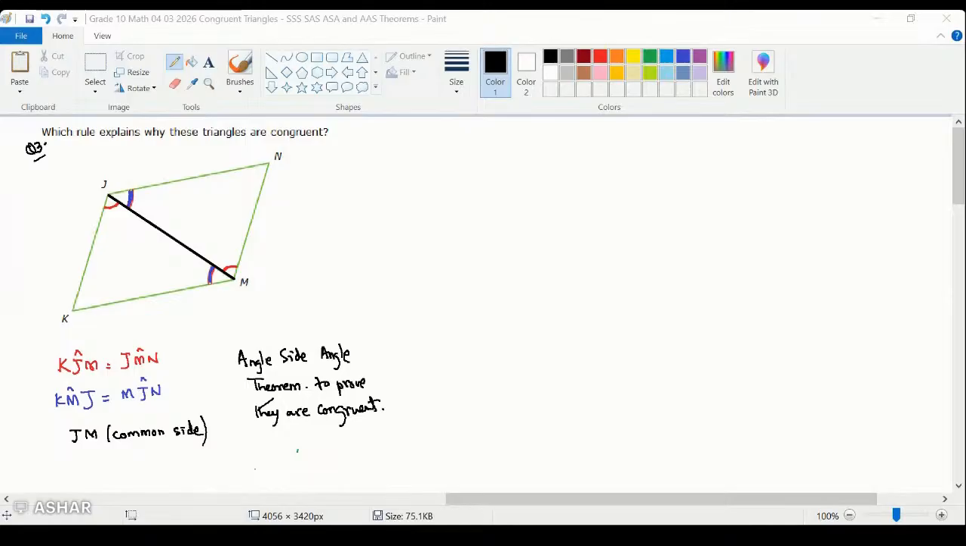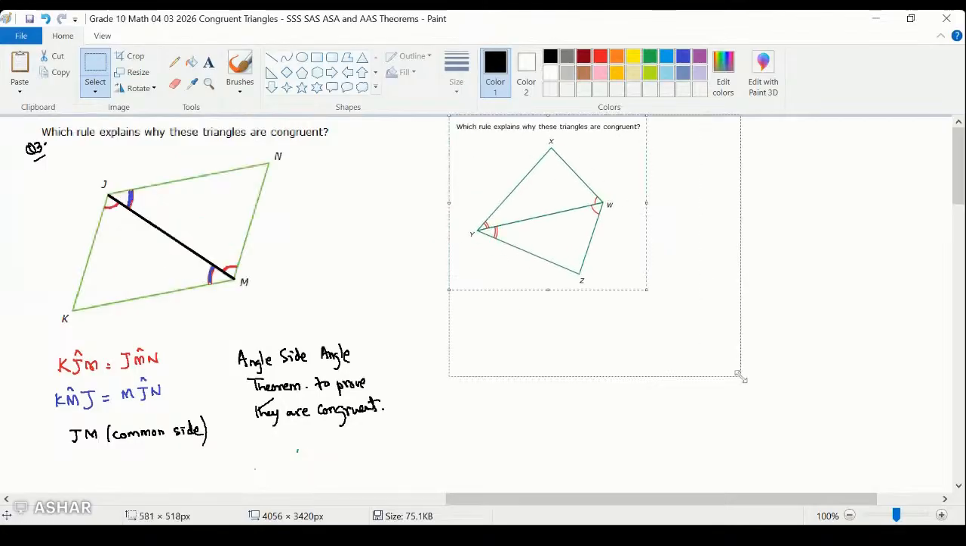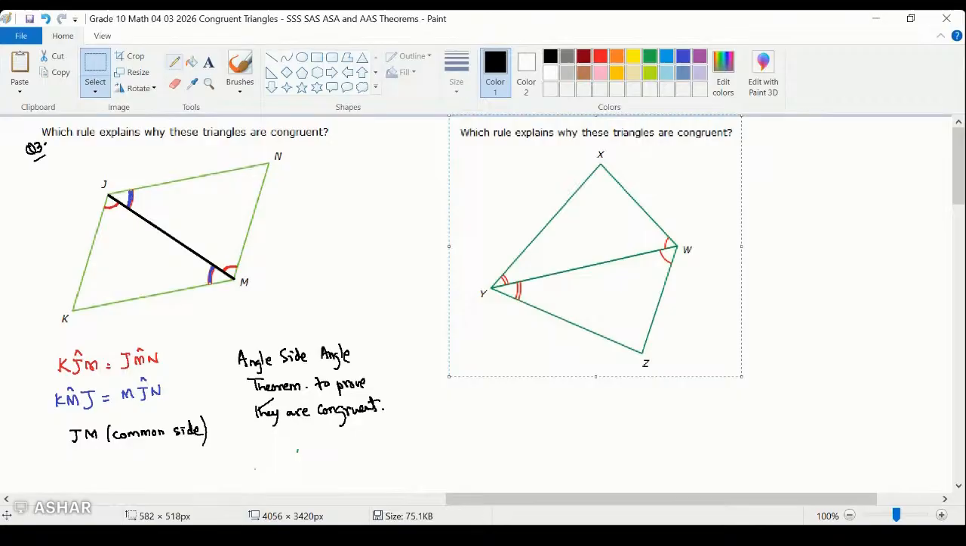Do we have any questions up till now? Please do let me know so that we can discuss those first before moving on to the next question. If there are any questions, kindly write them down. I'll answer those. For question number 4, it says, which rule explains the triangles are congruent? So let's have a look.